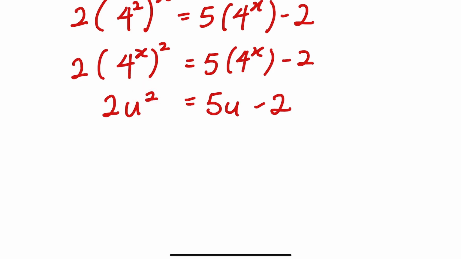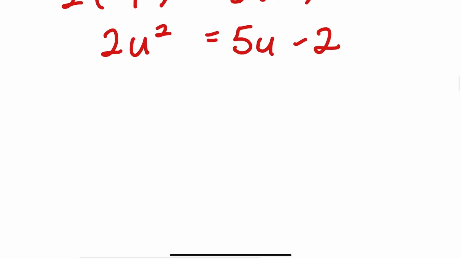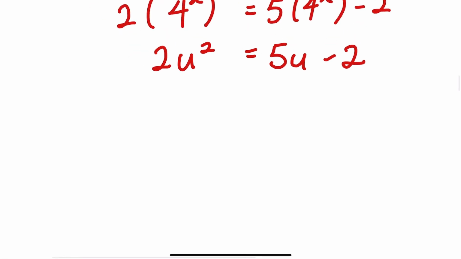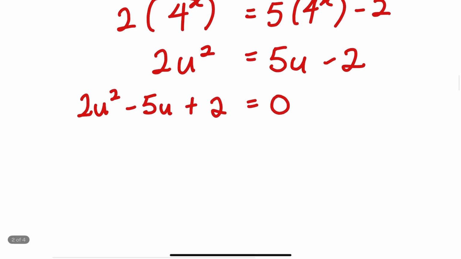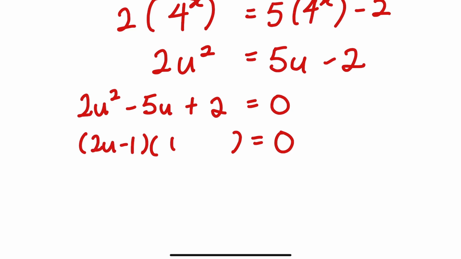If you recall from Sec 2, how to solve any quadratic equation? First make the right hand side 0. I will get 2u^2 minus 5u plus 2 equals 0. Then from here I can do my simple factorization using either your cross method or tic-tac-toe method. I should get the expression factorized into something times something equals 0. I should get (2u minus 1)(u minus 2).